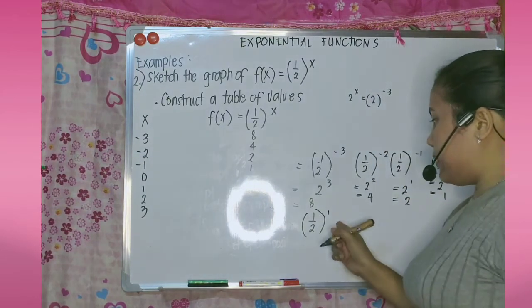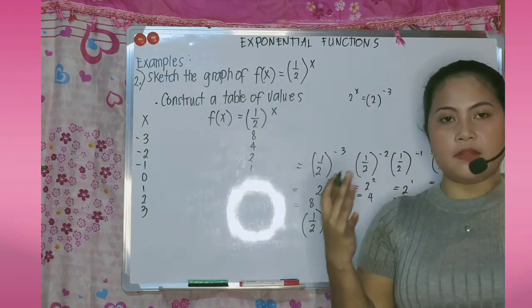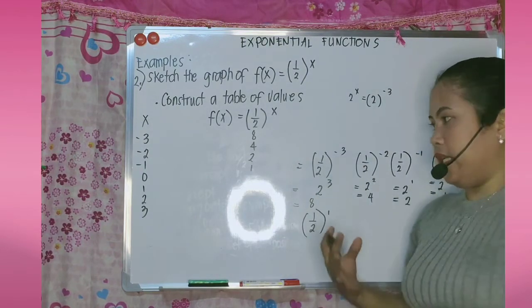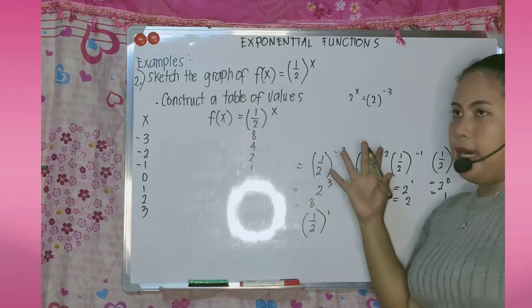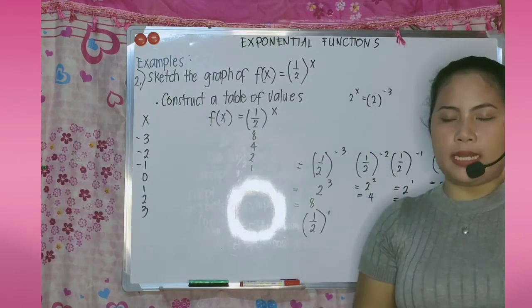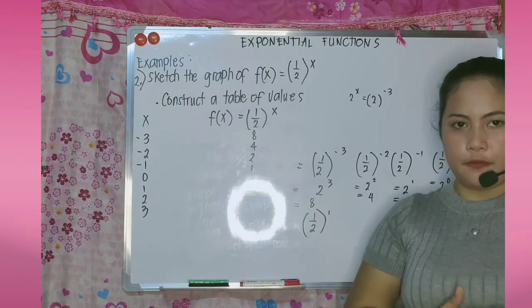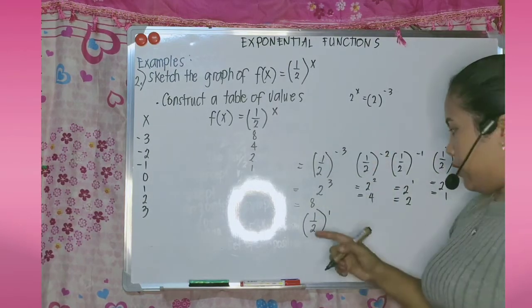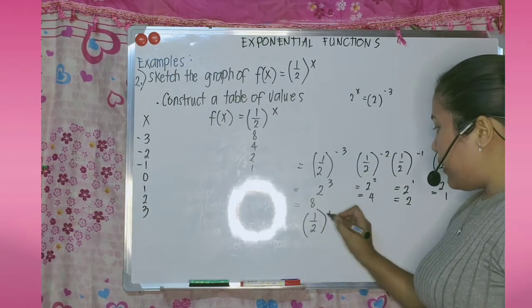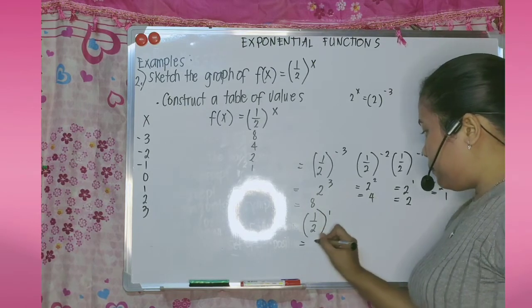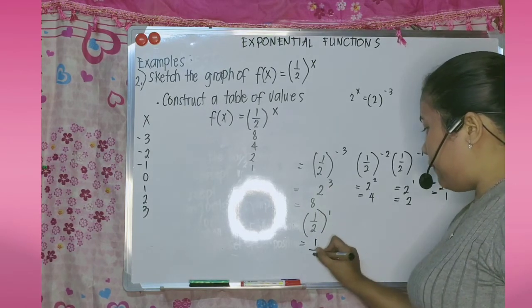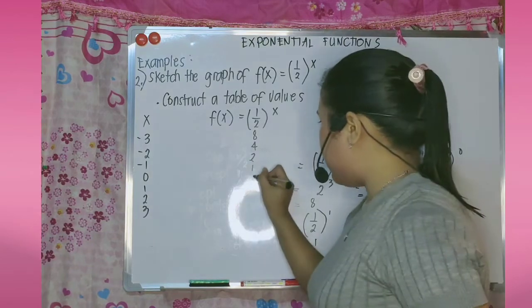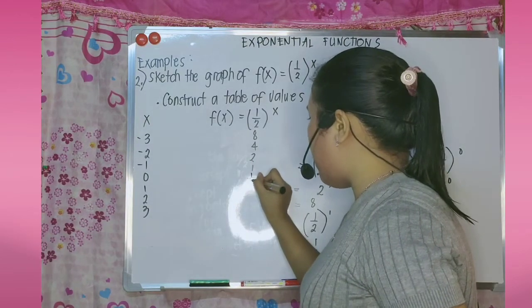Okay? So, here, since our exponent is already positive, we no longer need to take its exponential form. Okay? So, we only take it when the exponent is negative. So, 1 times 1, we have 1. Then, 2 times 1, we have 2. So, still, our answer is 1 half.